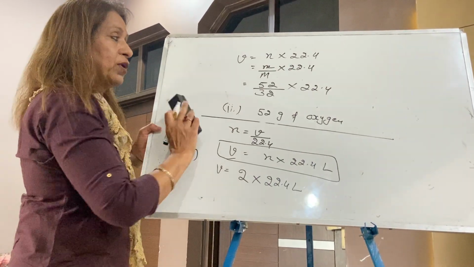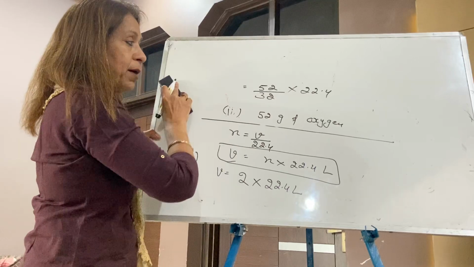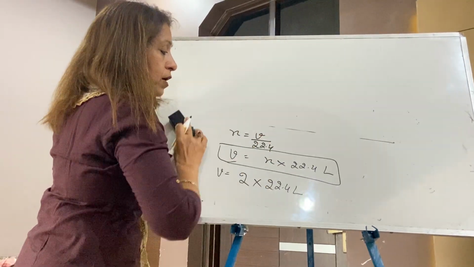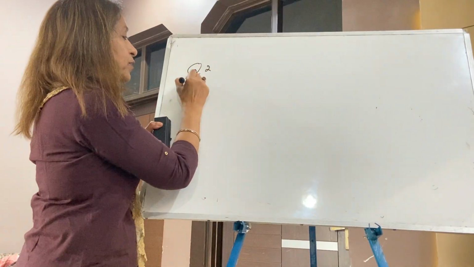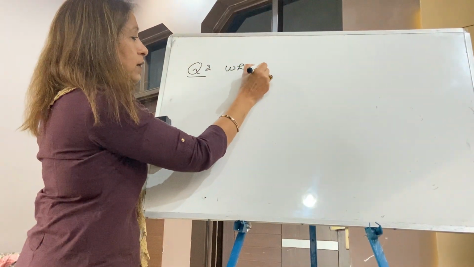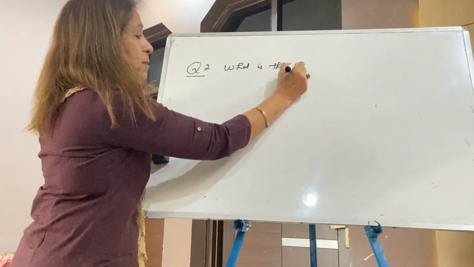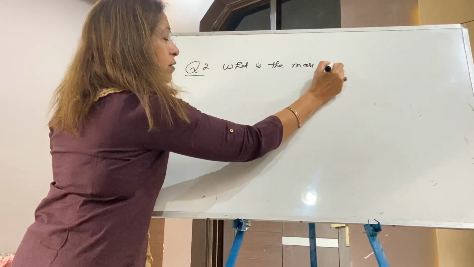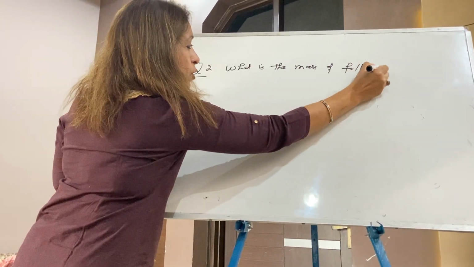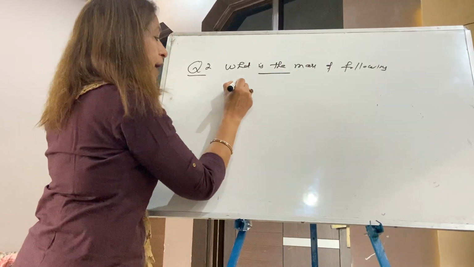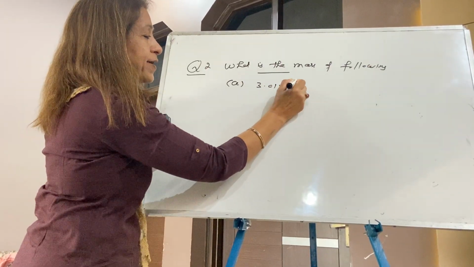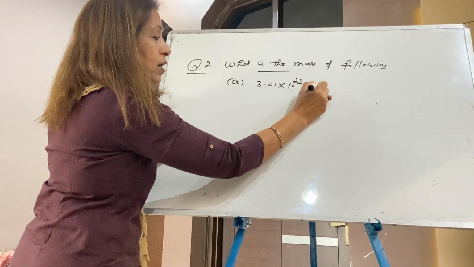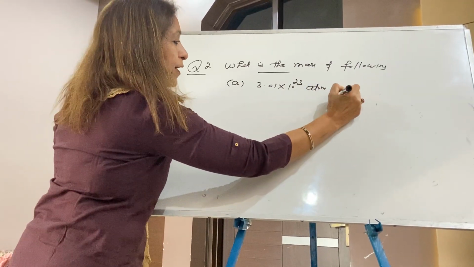Within 3 numericals you will become so perfect. Now I am taking the second numerical. Write down the second numerical. Question number 2. What is the mass of the following? Part A: 3.01 into 10 raised to power 23 atoms of nitrogen.